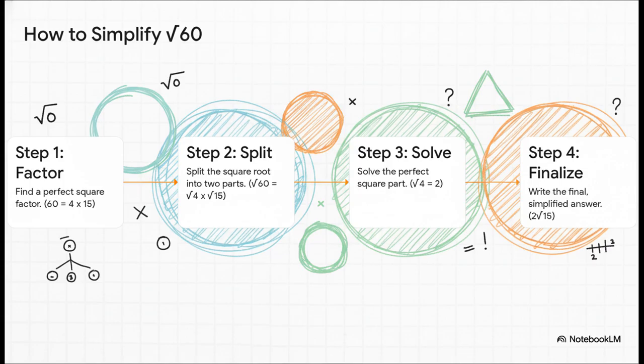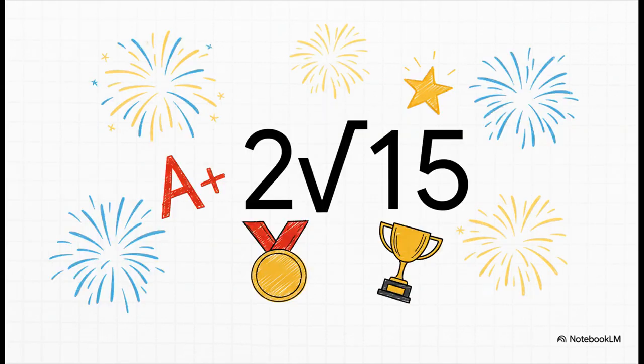Step 3, we solve the part we actually can solve. The square root of 4 is just 2. Easy. And finally, step 4, we put it all together. The square root of 4 becomes a 2, leaving us with 2 times the square root of 15. And there you have it. That's our final, polished, fully simplified answer, 2 root 15. That is the complete answer your math teacher is looking for. We multiplied, and then we simplified.